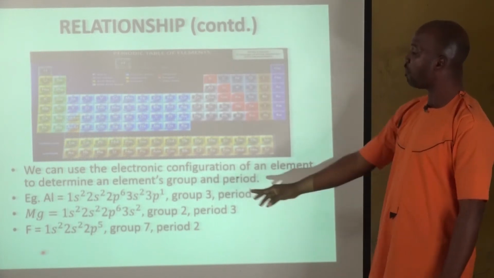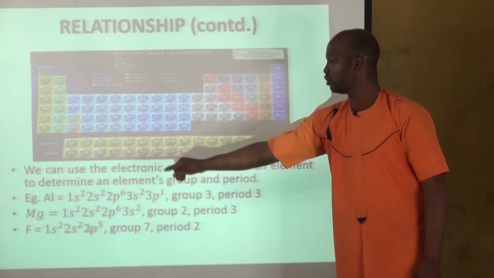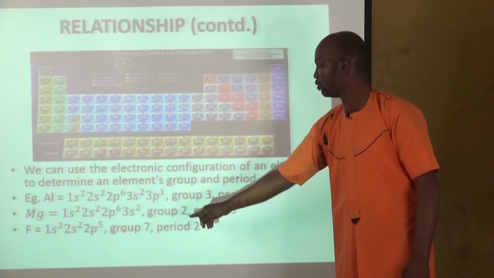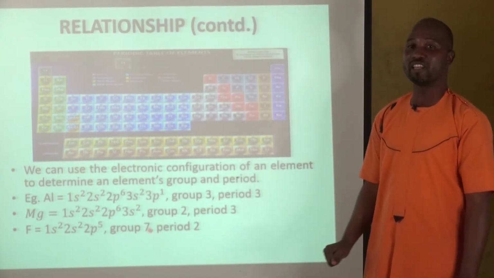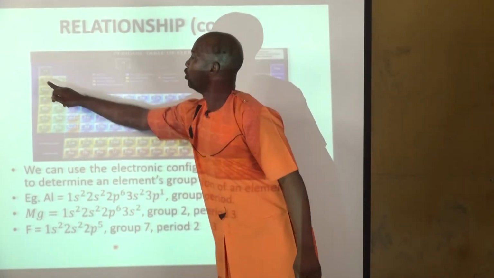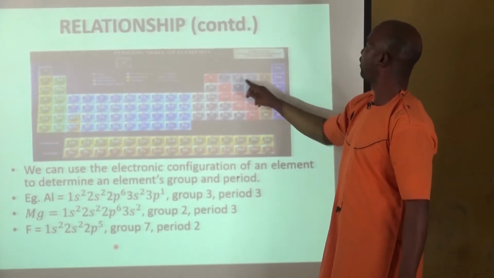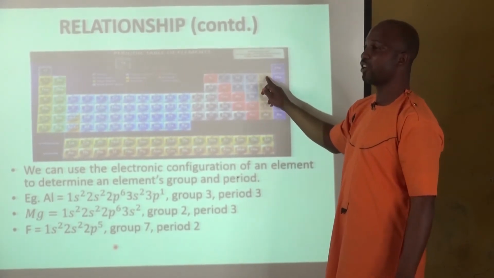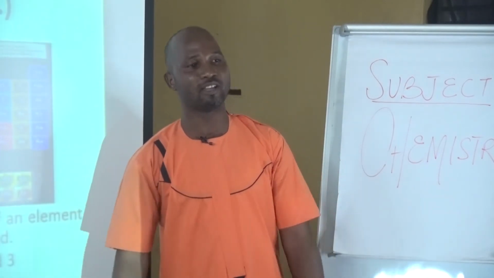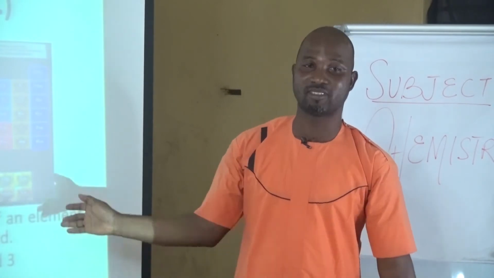And of course, the number of electrons in the outermost shell is from 2s and 2p. 2s has 2 electrons, and 2p has 5 electrons. So 2 plus 5 gives you 7. So it means that fluorine is in group 7. Let's find it out. Period 1, period 2, group 1, group 2, group 3, group 4, group 5, group 6, and behold, fluorine in group 7. So in an examination, if you are asked to find out the group or period of an element, once you can write the electronic configuration, the rest will be as easy as ABC.